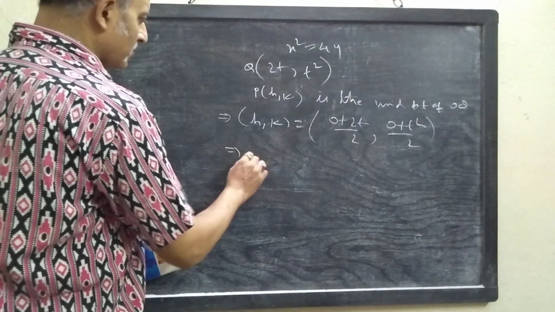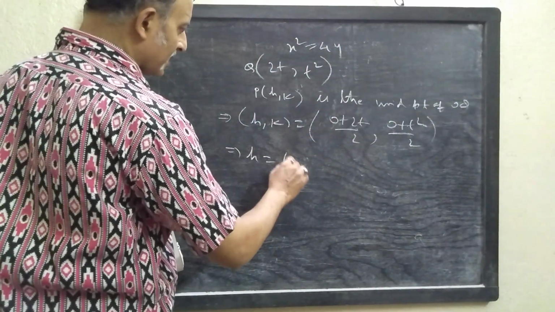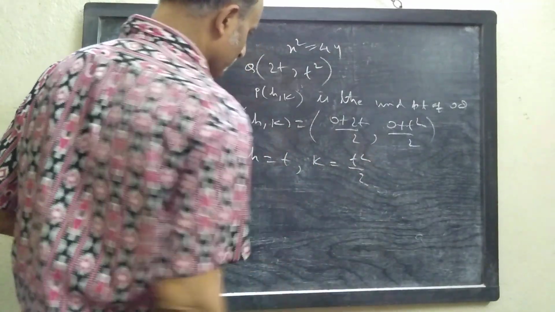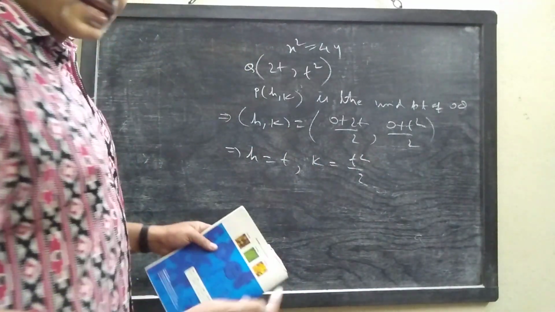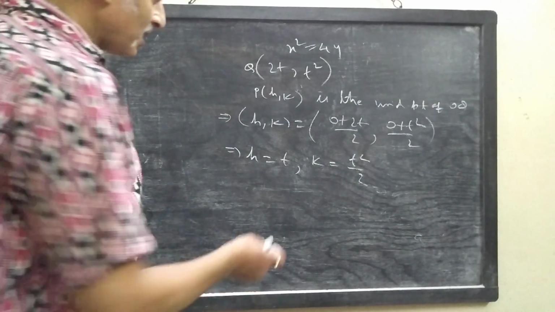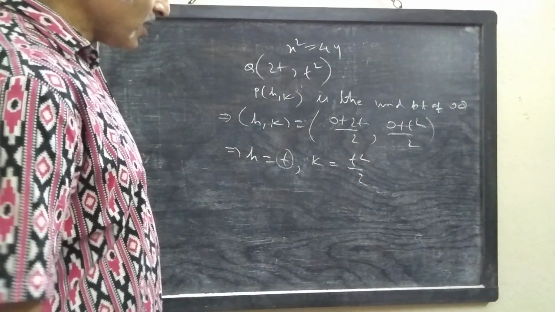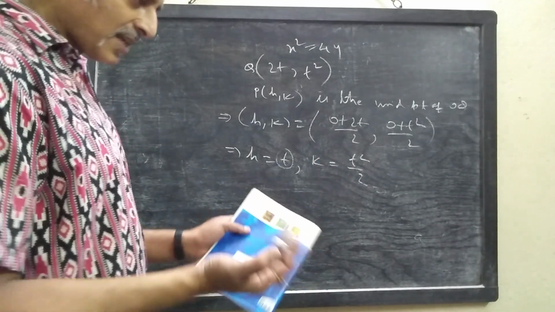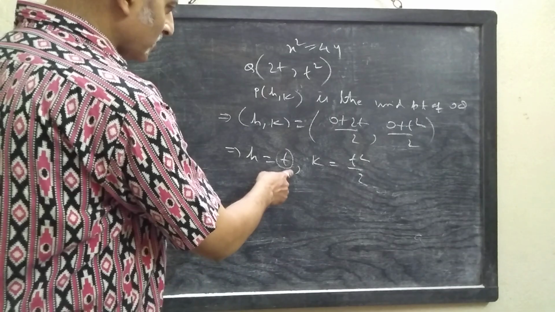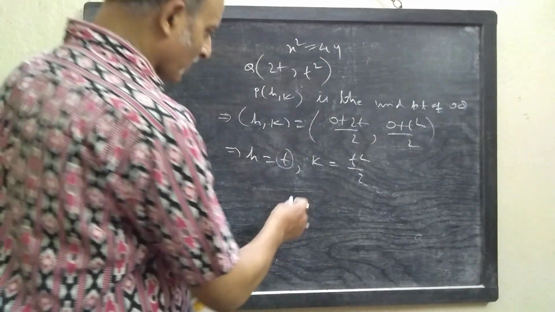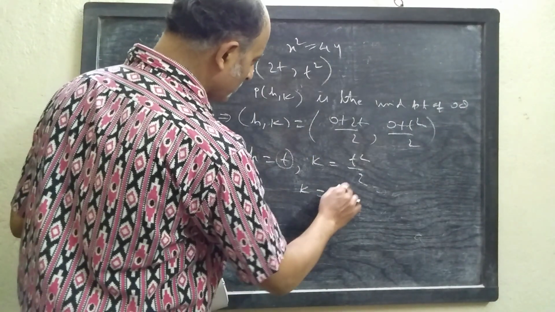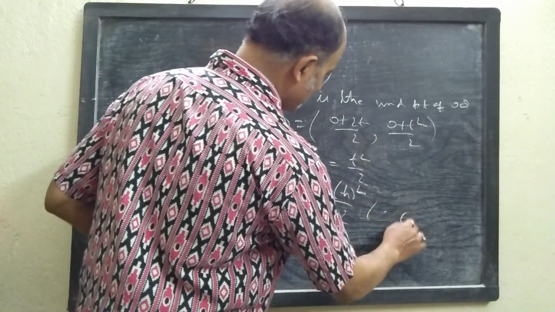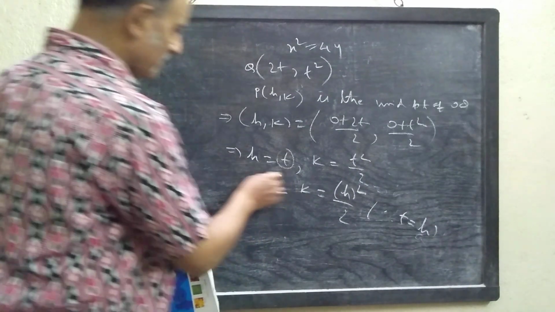So that implies you can write h equals t, and k equals t square by 2. Now you have to connect h and k by any means. If you eliminate the parameter t between these two relations, then h and k will be connected. How? Just substitute h in place of t here. So you get k equals h square by 2, because t is h here.